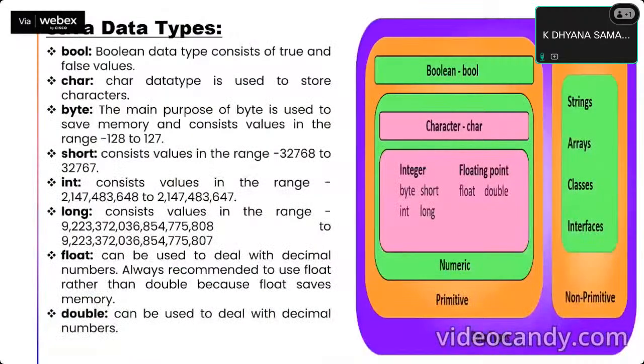The next topic is about data types. Data types define the value that can be stored in a variable. These data types are divided into two types: one is primitive data types and another one is non-primitive data types. In primitive data types, we have boolean, character, byte, short, int, long, float, double. In non-primitive, we have string, array, class, and interfaces.